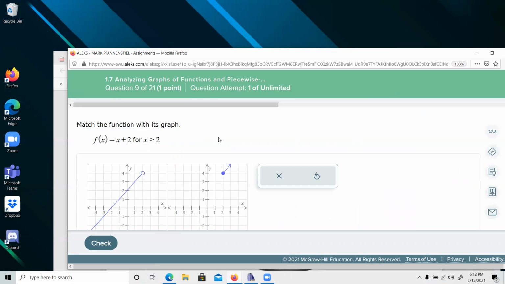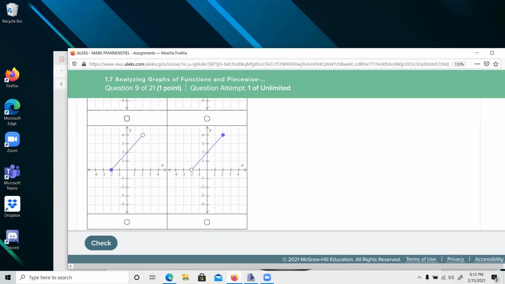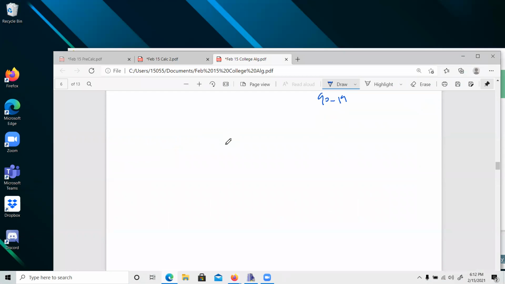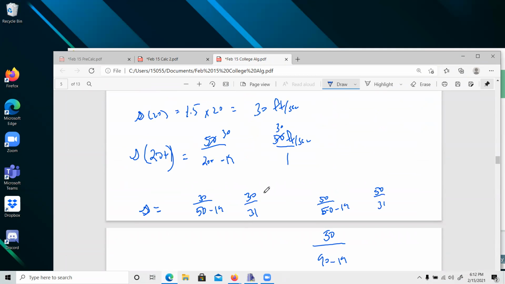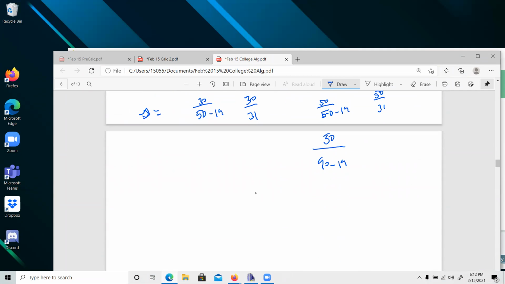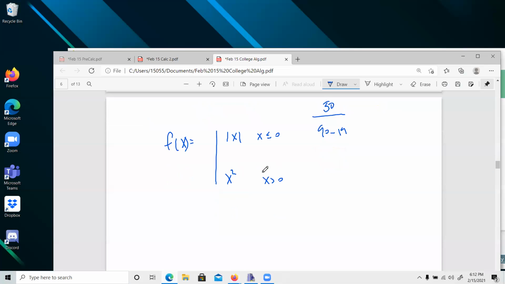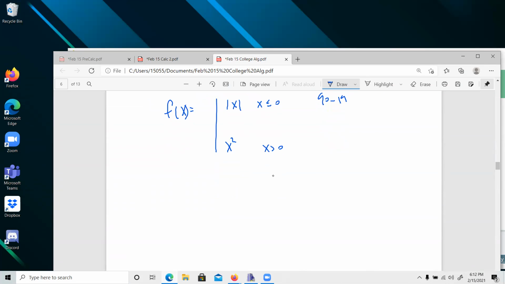Okay, the one thing I'll warn you against is that a lot of students will see a piecewise function graph like this. Like say we have f of x equals absolute value of x for x less than or equal to 0, and then x squared for x greater than 0. Okay, so those are two fairly nice and easy graphs to deal with, right? I know nobody likes seeing the absolute value, but it's just a V.